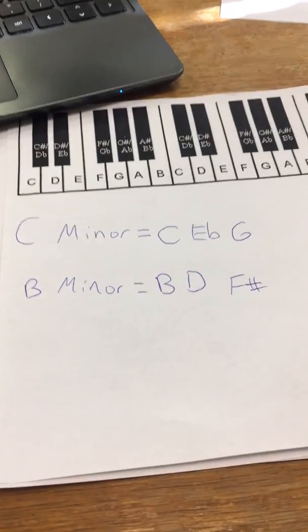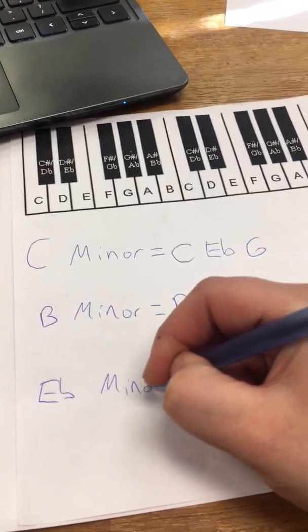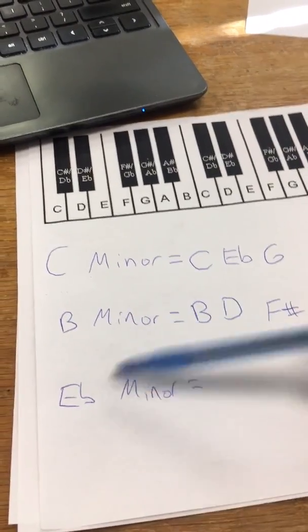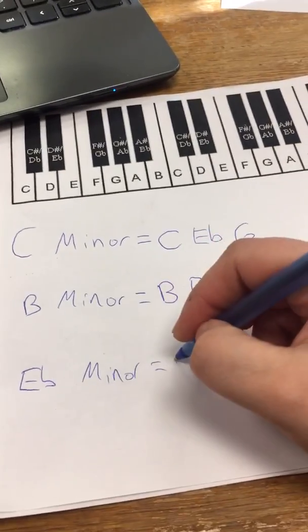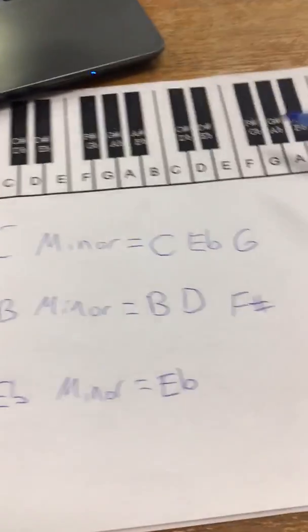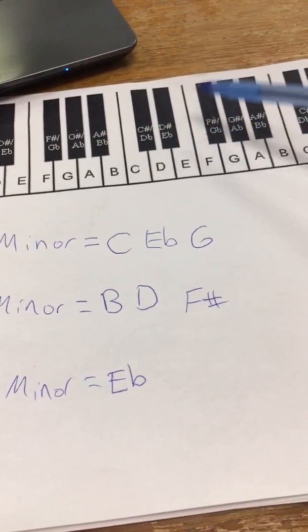For the last example, we'll do E flat minor. The root of the chord is going to be the name, which is E flat, so I know my first note is E flat. So E flat is going to be a black key. Anytime you have a sharp or a flat, it has to be a black key.